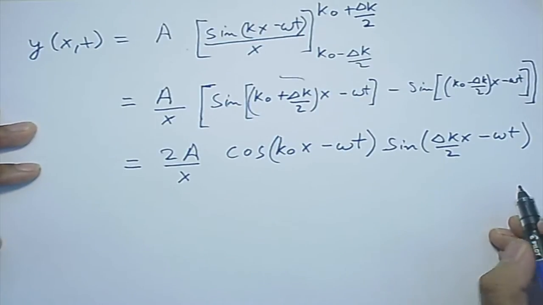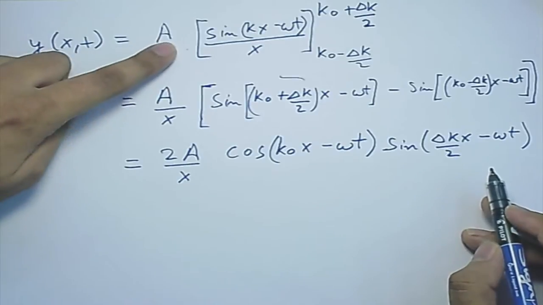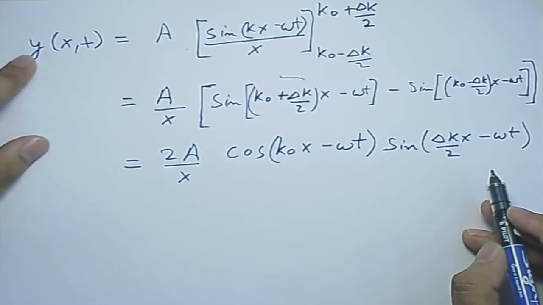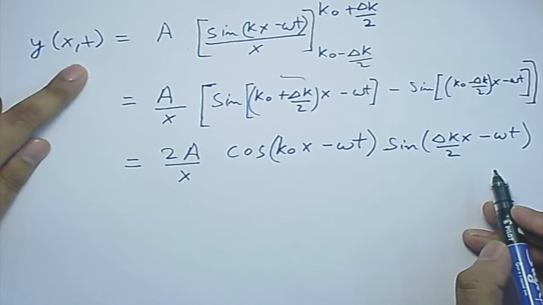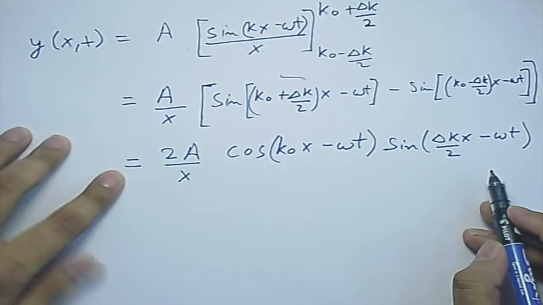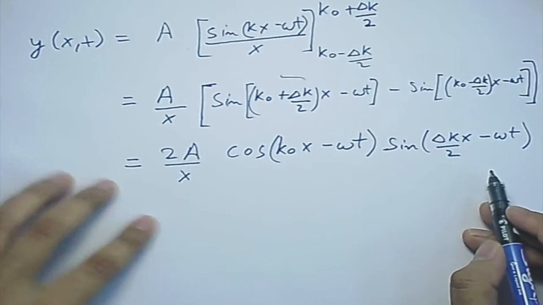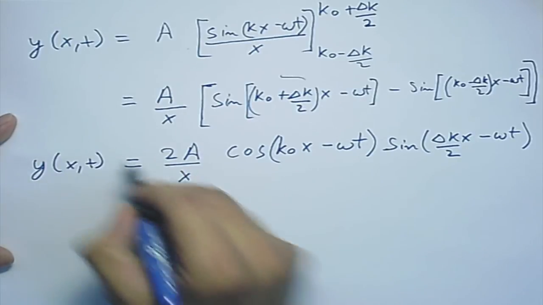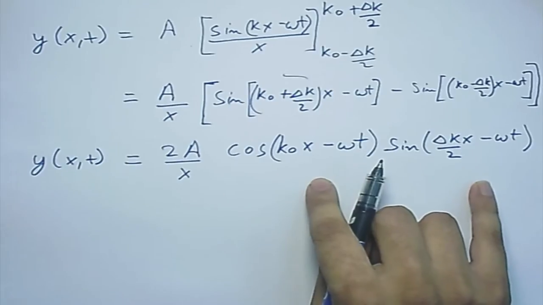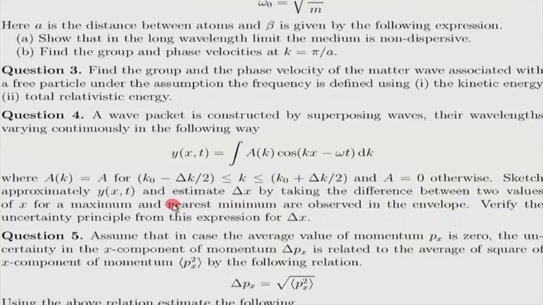All right, so we have simplified our original integral, y of x comma t equal to the integral of A k into cos of kx minus omega t. We have arrived at this relationship between the wave displacement y of x comma t and these two trigonometric terms. Now, getting back to the question, what does the question ask? The question asks us to sketch this. We'll do the sketching in a while.